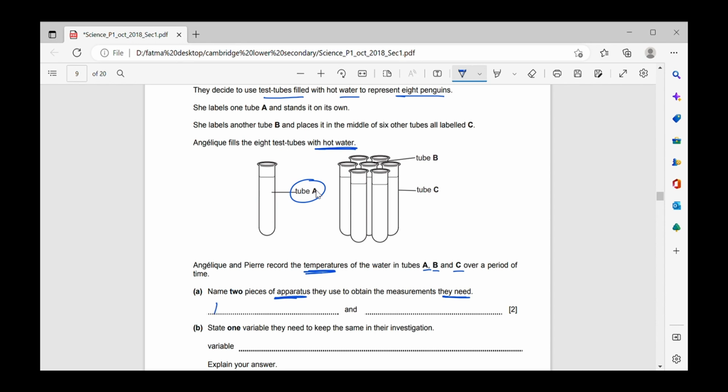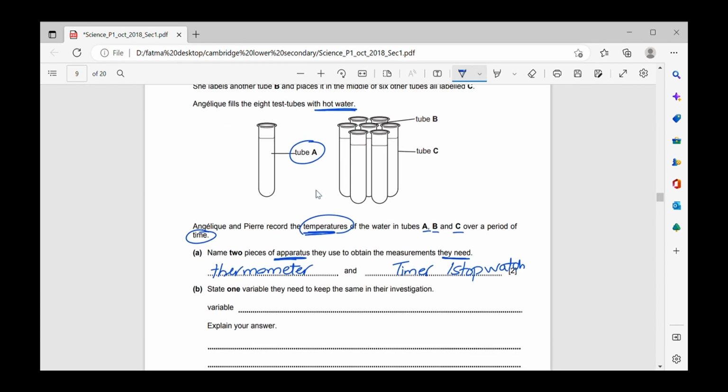Great, the thermometer. The second apparatus, they need to measure what? They need to measure the time. The time needs what? The time needs a timer, or you can say stopwatch. Both are correct.